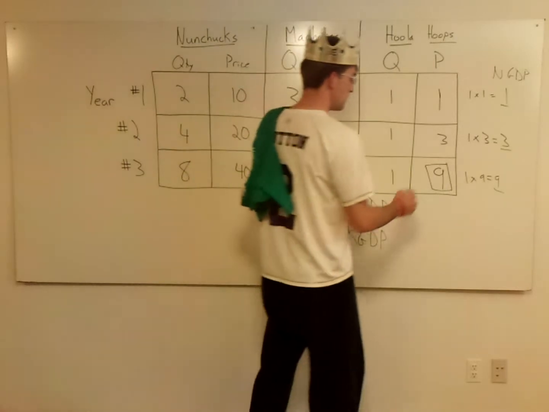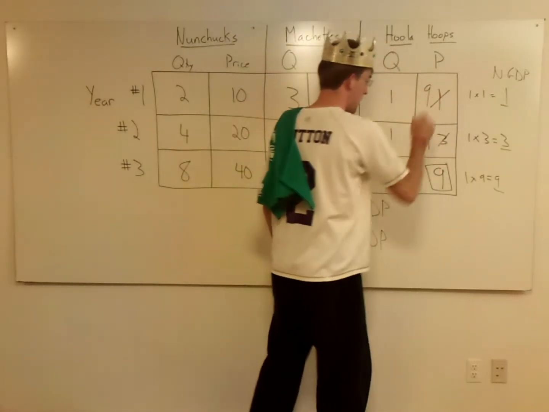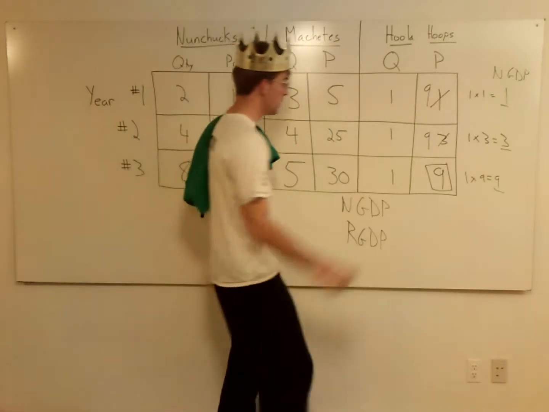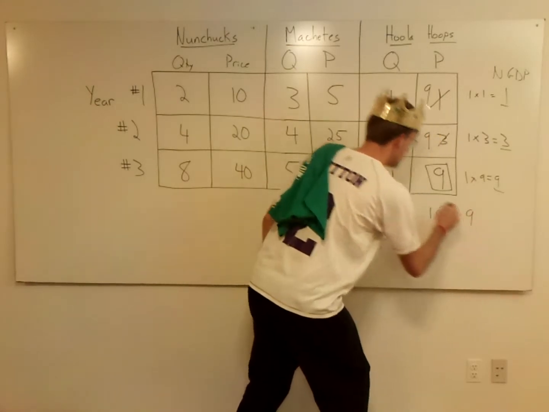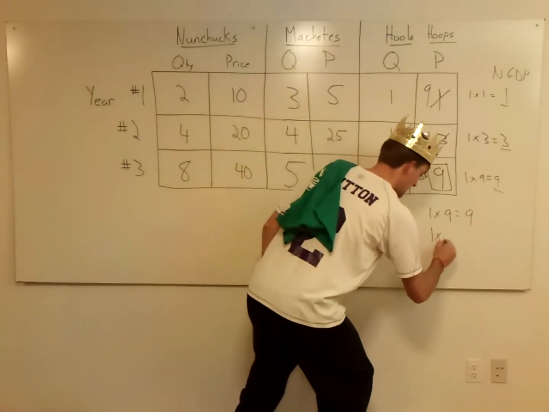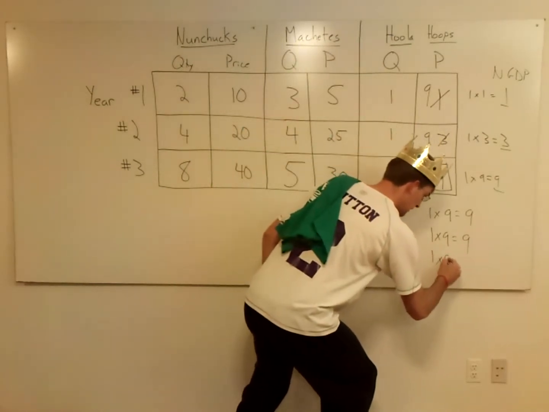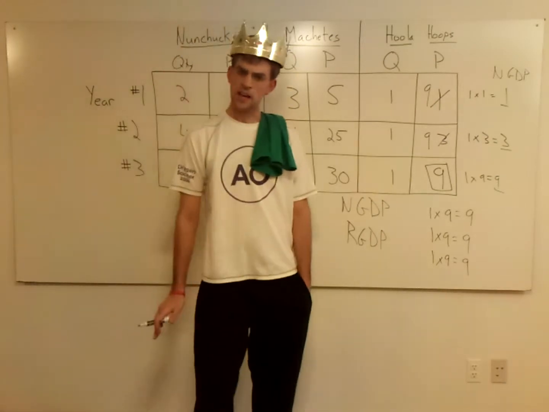So some people might want to even do it like this. You cross out the 3, you put 9. Cross out the 1, put 9. So every year you're now going to go up here. 1 times 9 equals 9. 1 times 9 equals 9. 1 times 9 equals 9. Huh. It's 9 in every year.